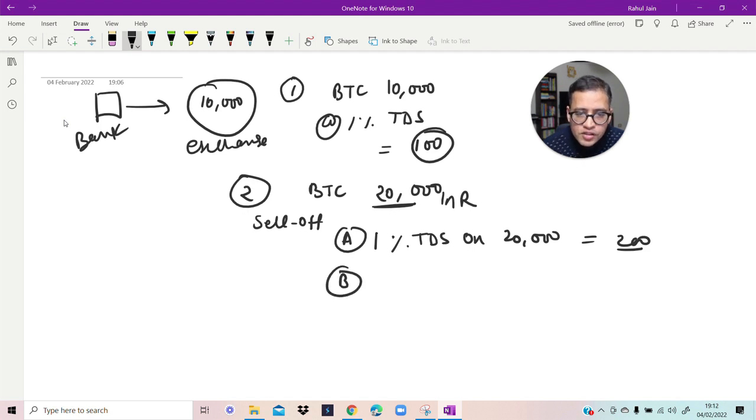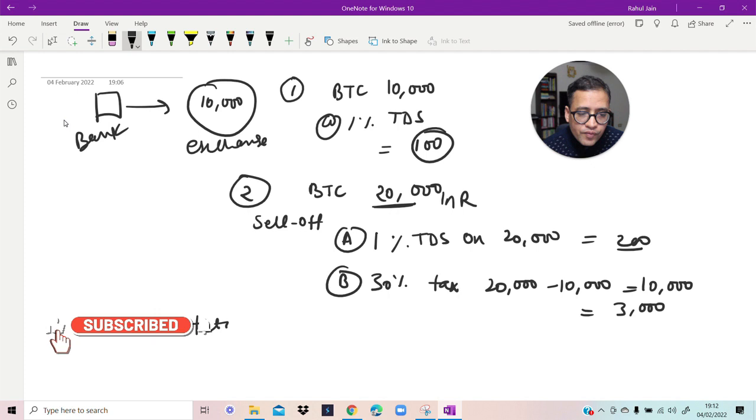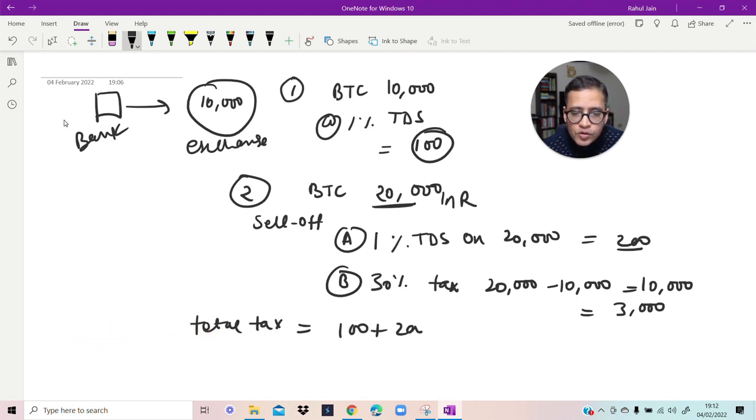Point B here is the 30% tax. The 30% tax now gets applied on the income, and the income here is 20,000 minus 10,000, which is 10,000. So 30% of 10,000 will be 3,000 rupees. The total tax this individual needs to pay will be 100 plus 200 plus 3,000. This is a very simple, happy scenario where somebody has earned some money and will have to pay taxes on it.